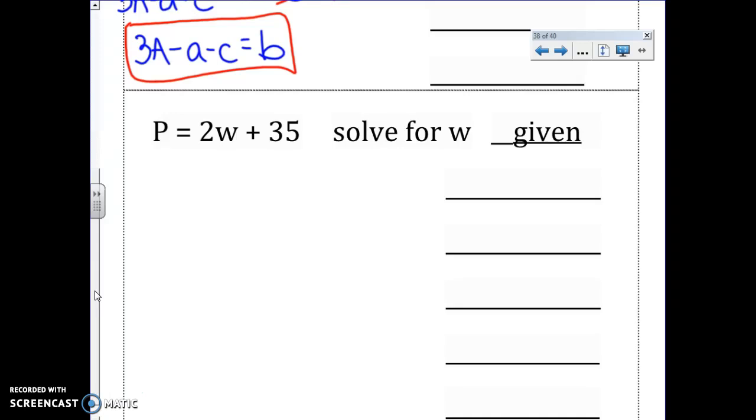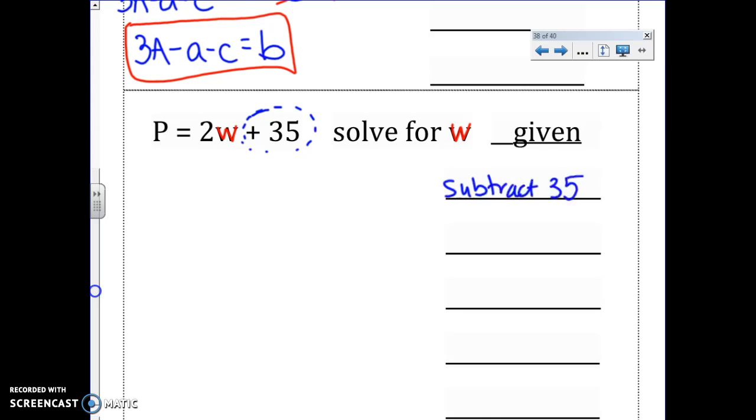All right. I really like this example because it only has two variables, and that's really what we need to be able to do for future chapters. So again, I'm reading the directions. It says solve for W. I'm going to highlight that. That's what I need to get by itself. So again, my first thing I want to do is get rid of this plus 35.